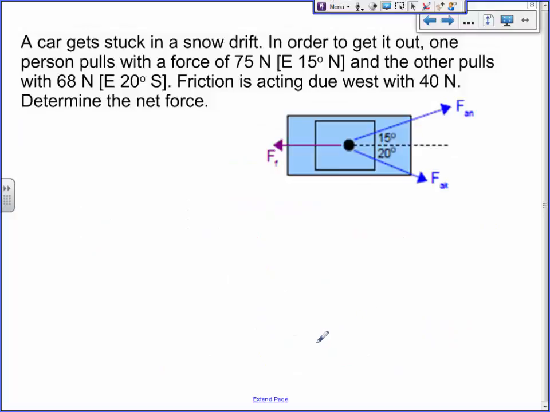Okay, well what if I throw some angles into it? We still handle this issue. So here you've got a car getting stuck in a snowdrift. In order to get out, one person is going to pull 75 newtons. And it's pulling mostly east, but it's pulling 15 degrees upwards to the north. Then the other person is going to pull with 68 newtons, but they're pulling in a downward kind of direction. So east, but 20 south. Friction is acting due west at 40 newtons. Let's figure out how much net force they have.